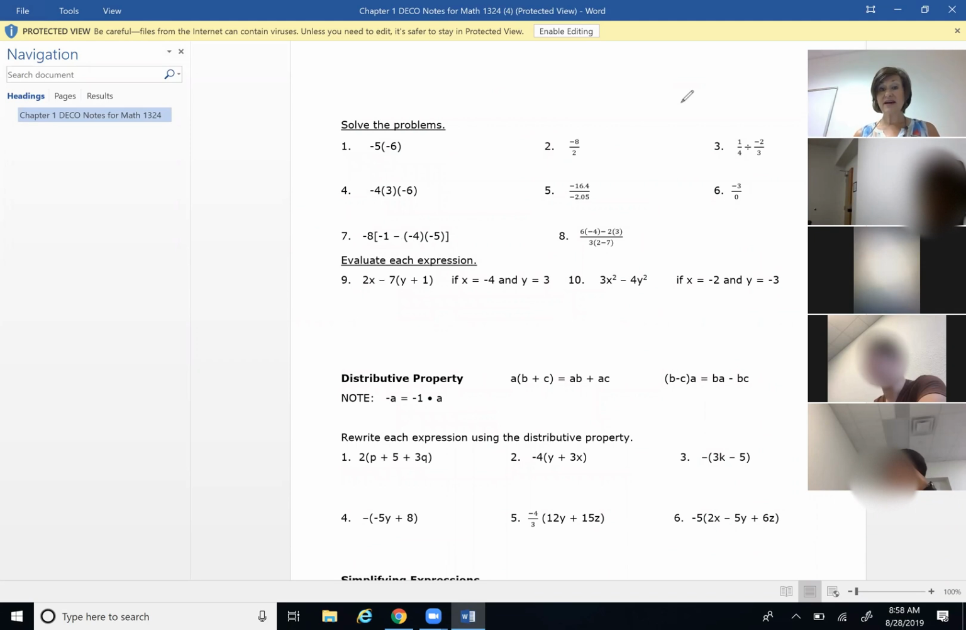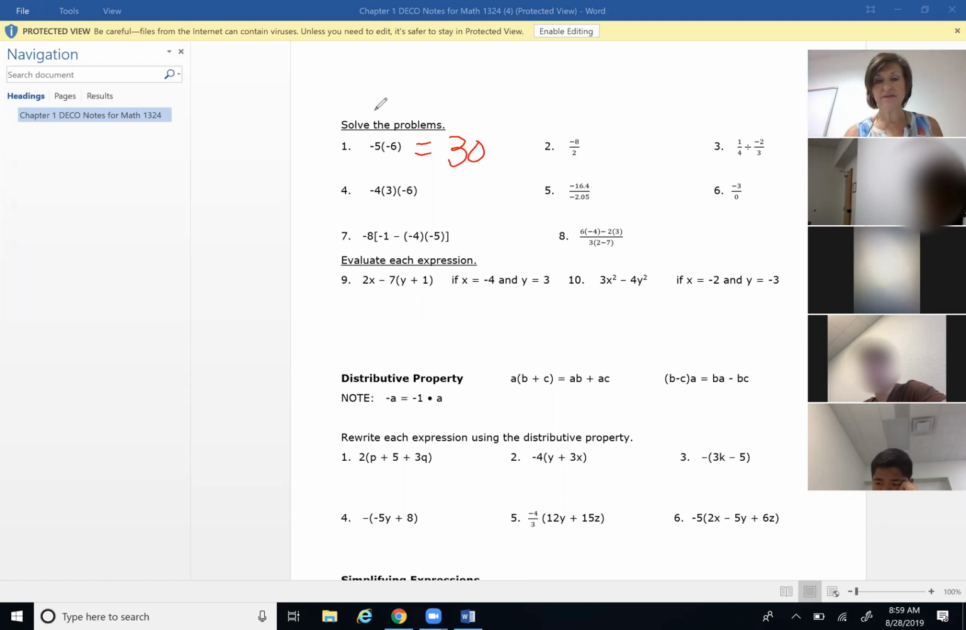And we have several now that will involve multiplying or dividing with signs, and we also have some more order of operations to practice. So let's just do a couple of these together, and then I'm going to give you a few to do on your own. What do you think is going to be the sign when we multiply a negative 5 times a negative 6? Positive, because the signs are the same. And so 5 times 6 is 30. Good job.